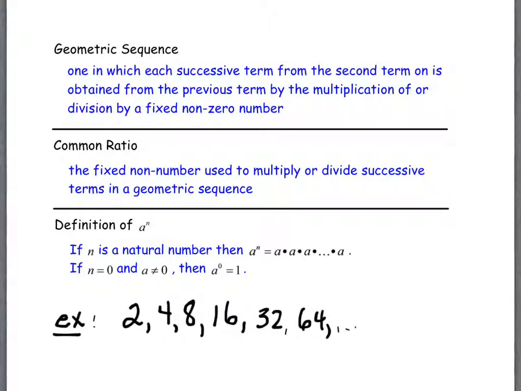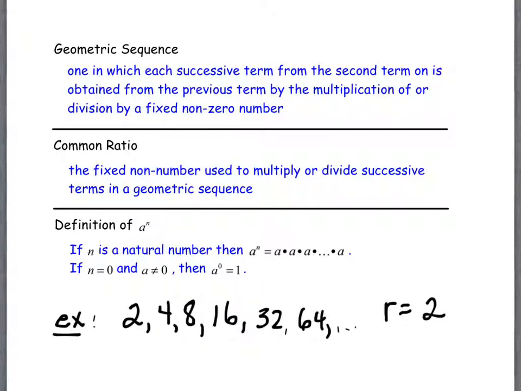And again, it doesn't have to be a term that's positive. It could be a negative that you're multiplying by every time. That's okay. It also could be a fraction. I mean, it could be the value 1/2. And so it actually looks like the values get smaller, or they turn into fractions instead of staying as whole numbers. That works too. But a common ratio here, so I'll call it r, would be the number 2. It's the number that I multiply by every time.